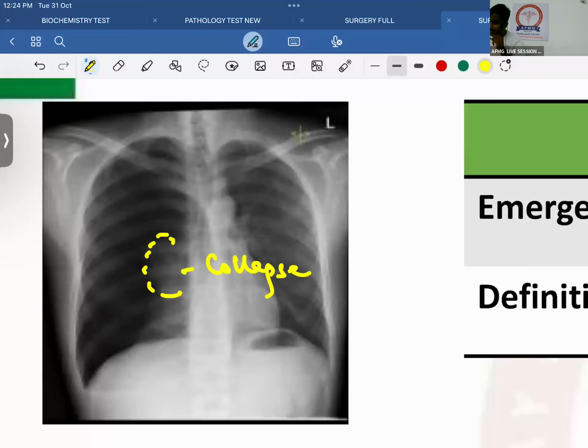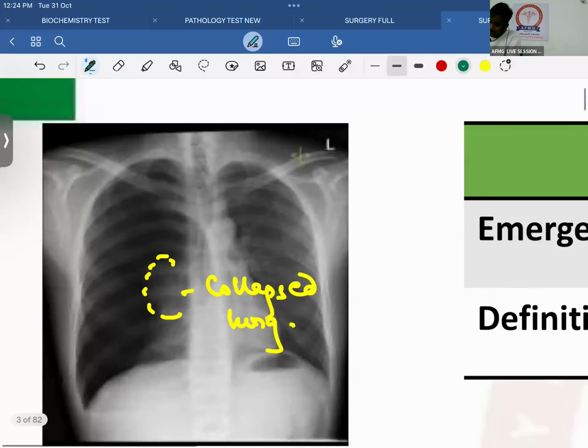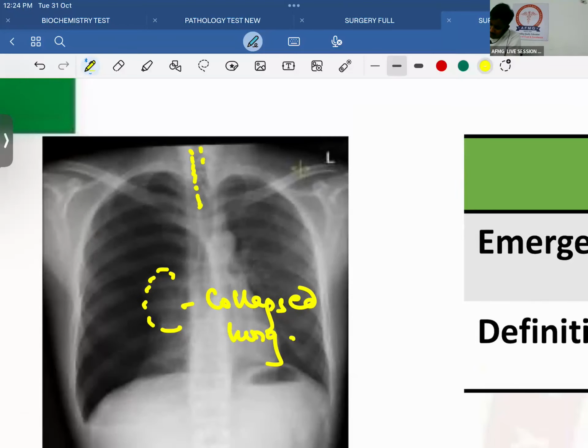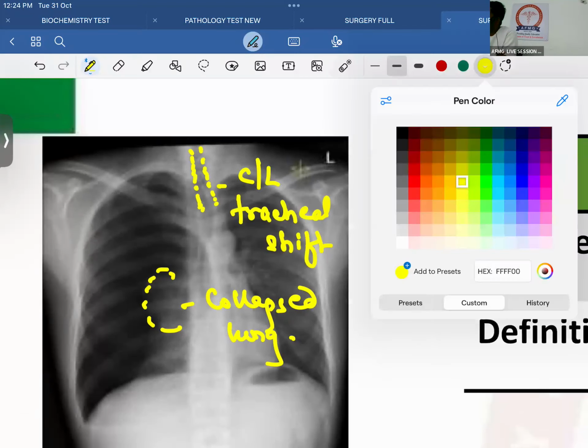Sorry, that shadow is suggestive of a collapsed lung beta. Next important, ये क्या दिख रहा है बेटा? What is this? This is the trachea. और trachea कहाँ shift हो गया बेटा? Opposite side. That is called as a contralateral tracheal shift. Contralateral tracheal shift can be seen in a simple pneumothorax or what? No, it is only seen in a टेंशन न्यूमोथोरैक्स.